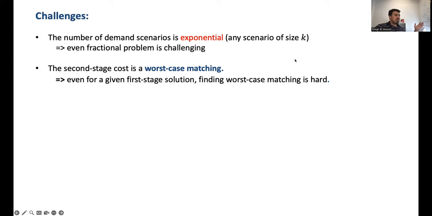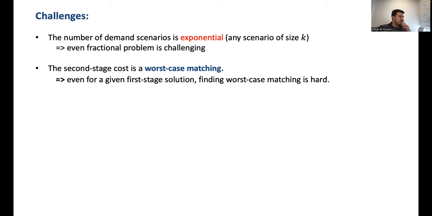Then the other layer of difficulty comes from the combinatorial structure of the problem, in that we need to have an integer supply and integral assignments. We will see in a little bit that this would not actually be the focus; we were able to handle that.